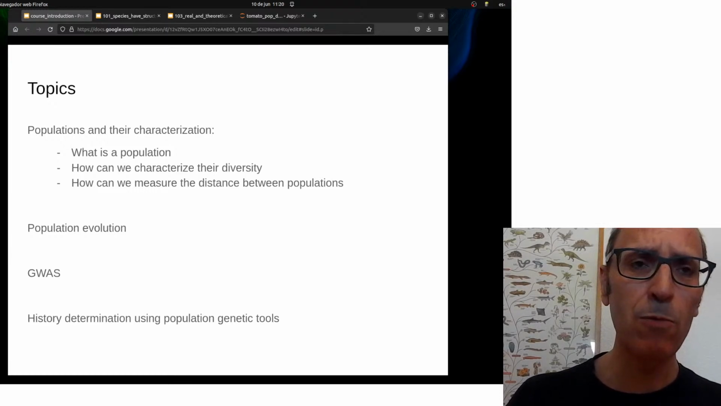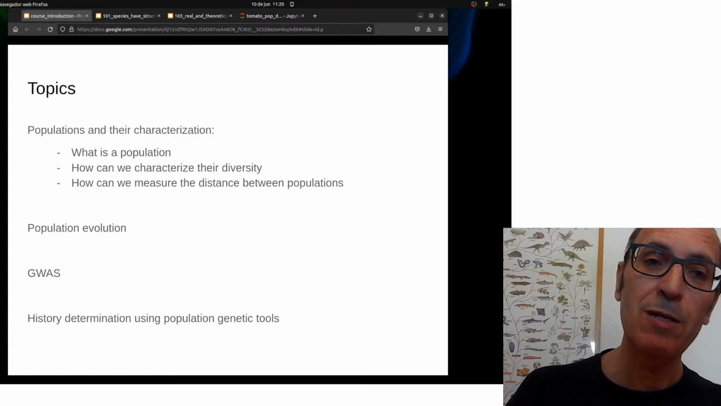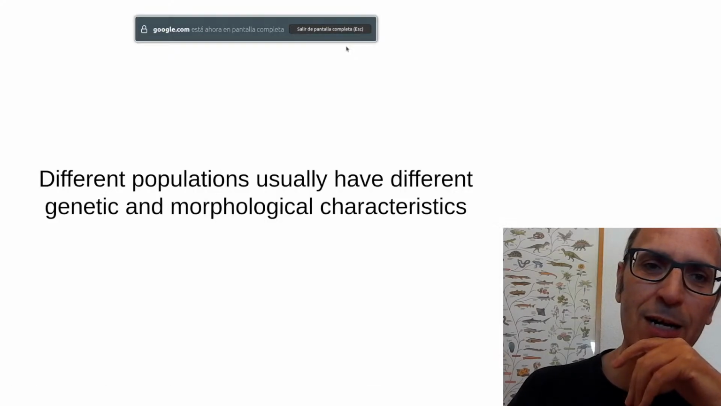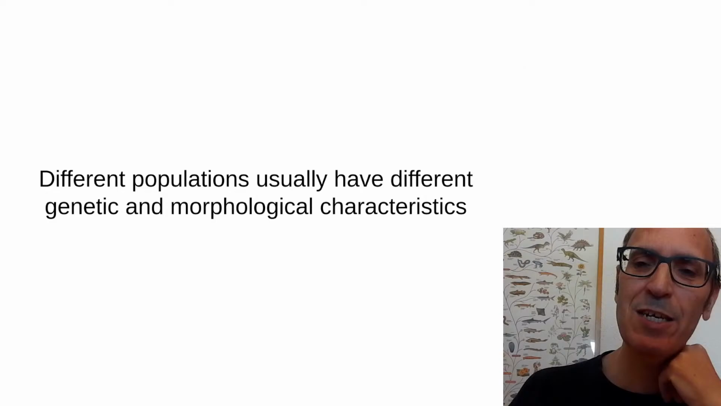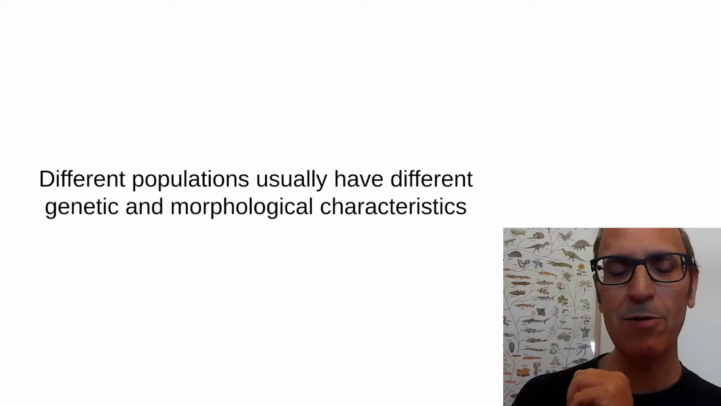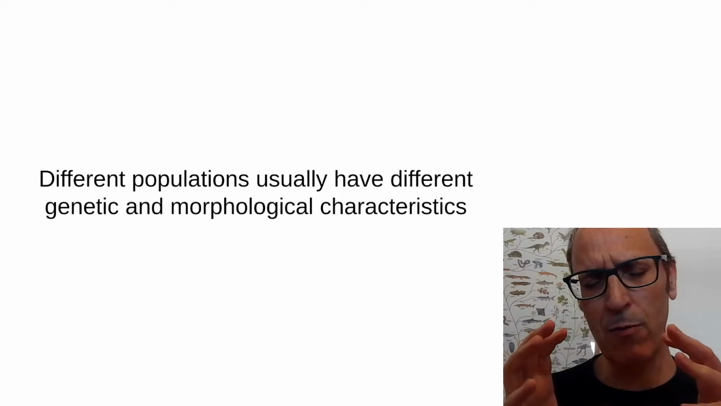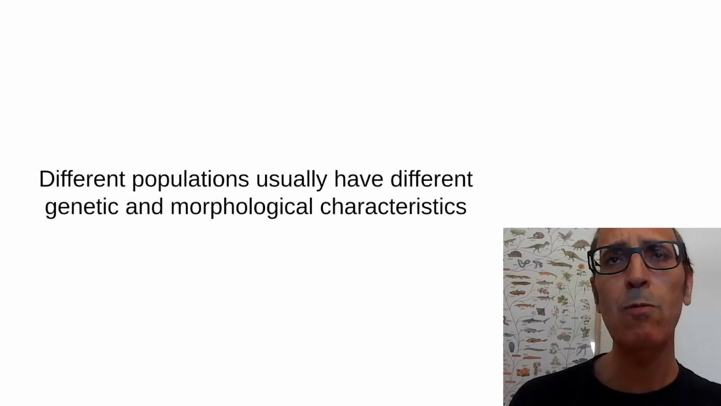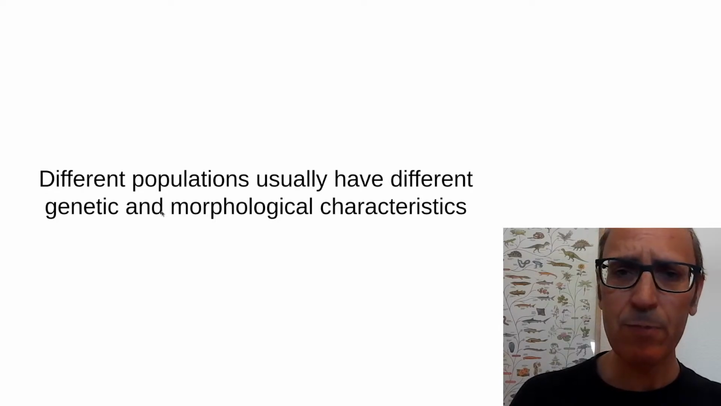Now we will move on to what's a population. And we will start by just thinking a little bit about how species have a genetic structure. If you think about it, species usually are not uniform. They don't have a uniform structure. That would mean that if you take a sample of a species in any part, they will always be the same. And that is not the case. Usually species have a structure.